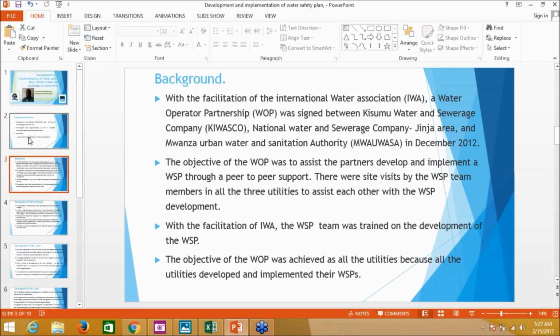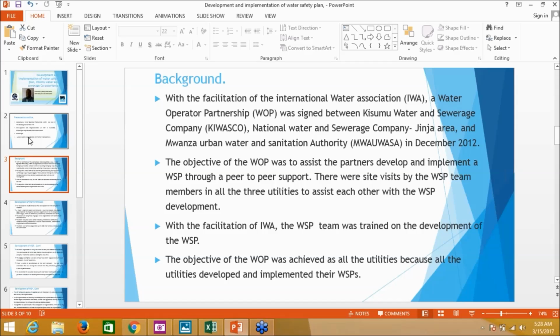On the background, we had a WOP, a water operator partnership, which was signed between Kisumu Water, National Water and Sewerage Company of Uganda, the Ginger plant, and Mwanza Water and Sanitation Authority in December 2012. There are two objectives: was to help us develop the water safety plan, and this was to be done through peer-to-peer support. There were site visits, and this helped the team to enrich the documents and to learn from each other how to develop and implement a water safety plan.